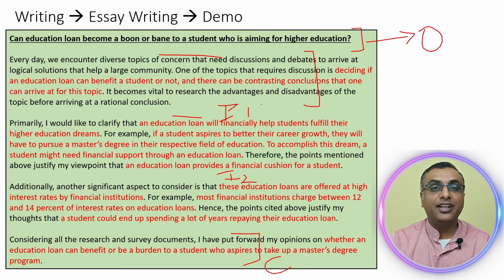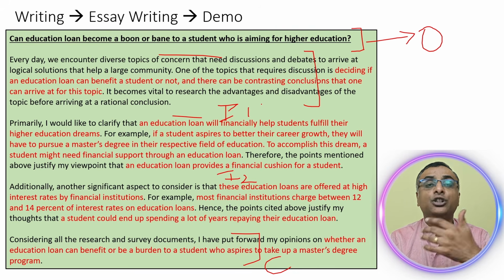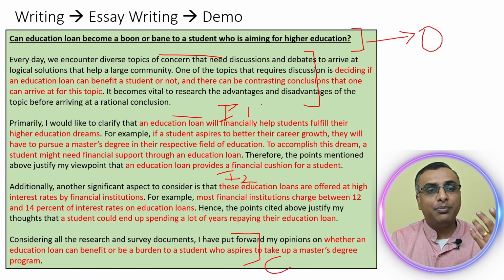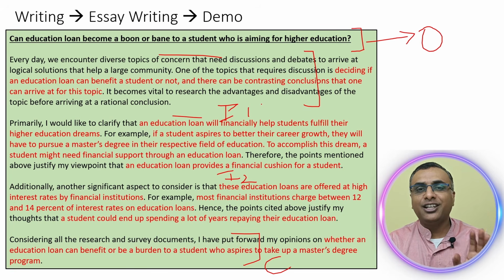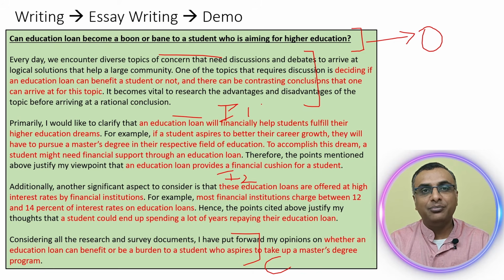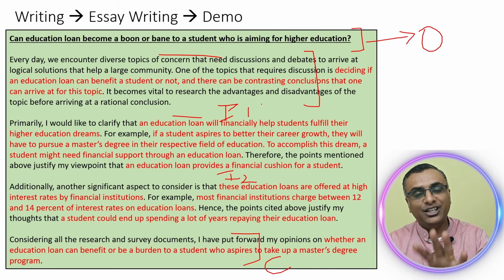Now, let's understand the introductory paragraph. Here, I have reframed or rephrased the topic itself. All that I've written is whether an education loan can benefit a student or not. It could have various contrasting conclusions that one can arrive at on this topic. That is all that I've written, meaning I've rephrased the entire topic itself.